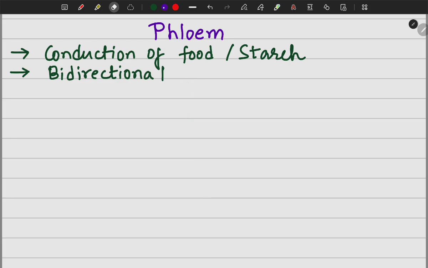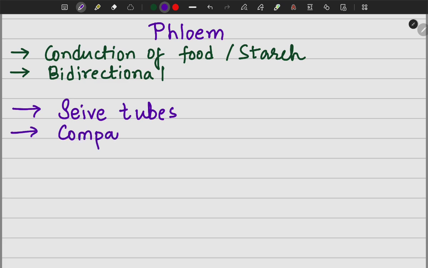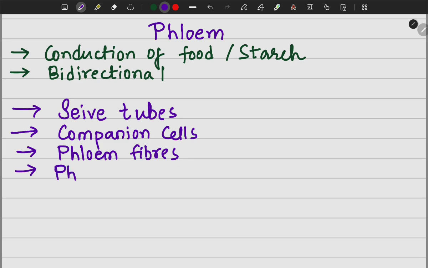Now let us study the different types of cells which constitute the phloem. Just like the xylem, the phloem is also made up of 4 types of cells. The first one is the sieve tube. Second one is the companion cells. Then phloem fibres and phloem parenchyma.